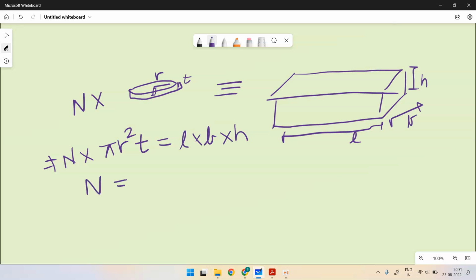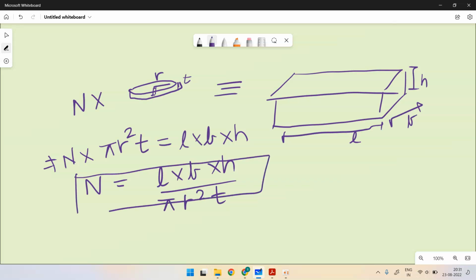N will be L b h by pi r square t. Solve this and you will get the answer. And remember, n will be an integer value and has no unit.